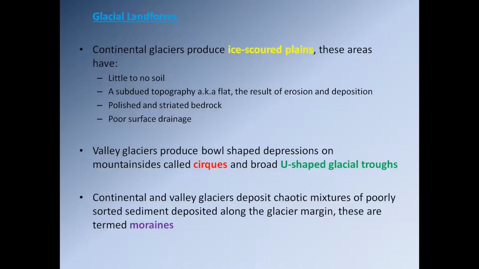So highs get eroded away and lows get filled in with sediment. These areas also have polished and striated bedrock due to the movement of the glacier over the bedrock. And the area has poor surface drainage because the area has very, very subdued topography. If there's no gradient, the water can't flow anywhere. So that means these ice-scoured plains typically have lots and lots of lakes on them.